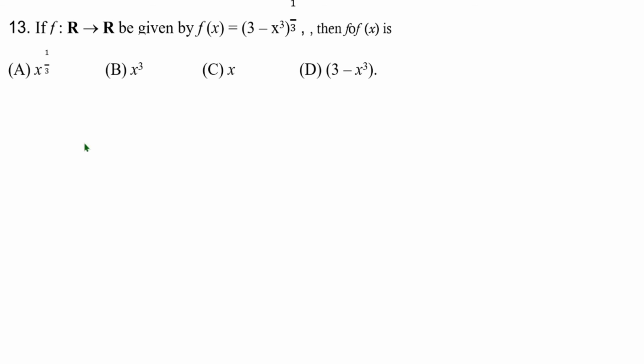The next question: if f is a function from the set R of real numbers to the set R of real numbers given by f of x is equal to (3 minus x cube) the whole raised to 1 by 3, then f of f of x is, we have given 4 options. We have to choose the correct option. So let us find f of f of x.